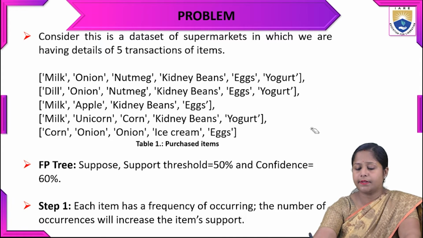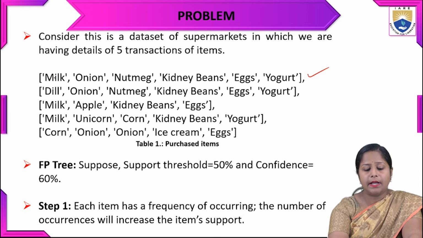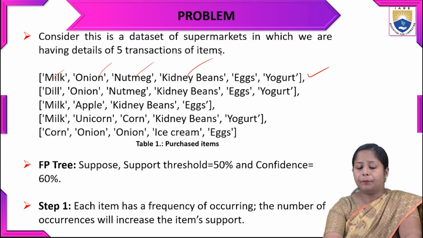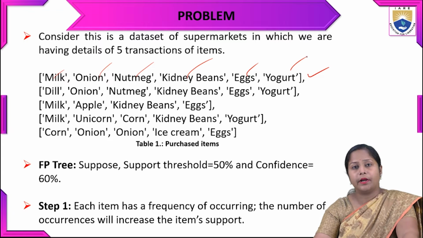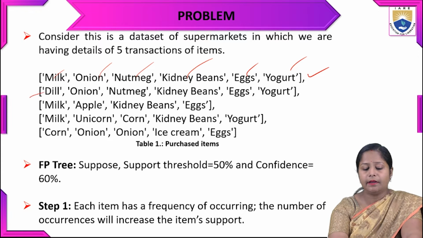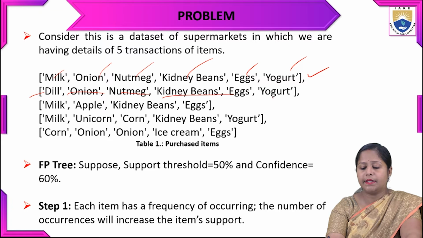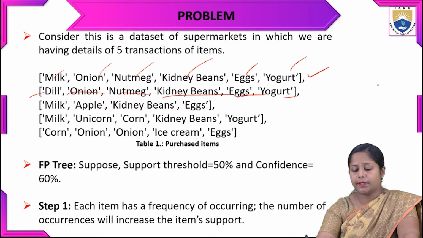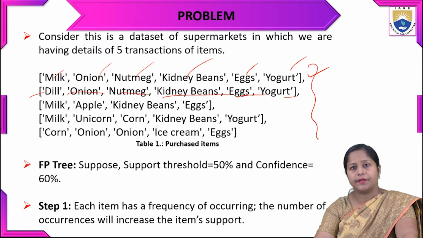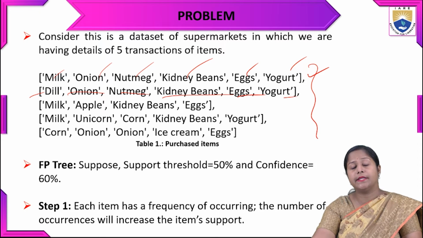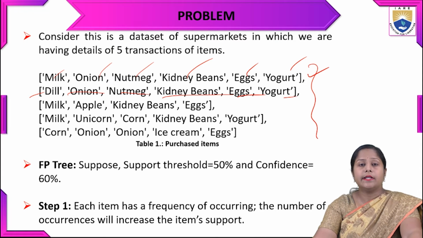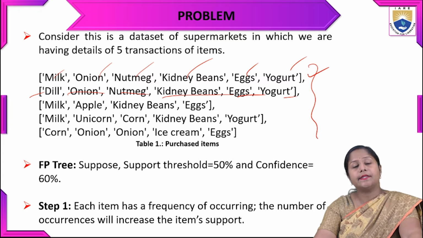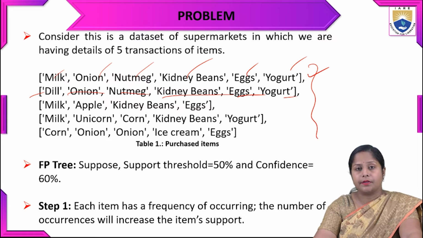In the first transaction, we have milk, onion, nutmeg, kidney beans, eggs, and yogurt. In the second, we have dill, onion, nutmeg, kidney beans, eggs, and yogurt. So like this, we have the 5 item sets that have been purchased by customers. Now, what is an FP tree? An FP tree is the same as the Apriori algorithm, but all the rules will be depicted in the form of a tree-like structure, right?